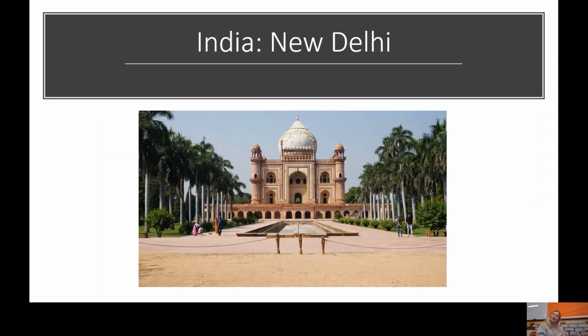Now, we're going to go over to India and to New Delhi, and we're going to be thinking about the climate. So that means the kinds of weather they experience in their seasons. Okay, so we know that in the UK, we have 4 seasons. We have winter, spring, summer, and autumn. In India, they have 3 seasons, not 4, 3.